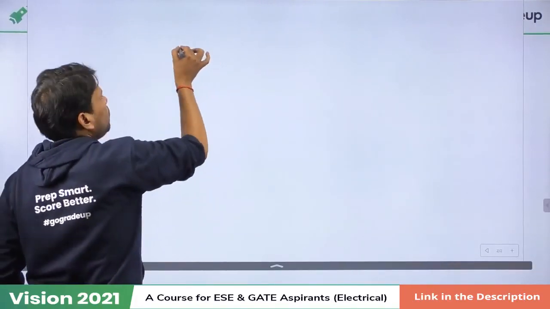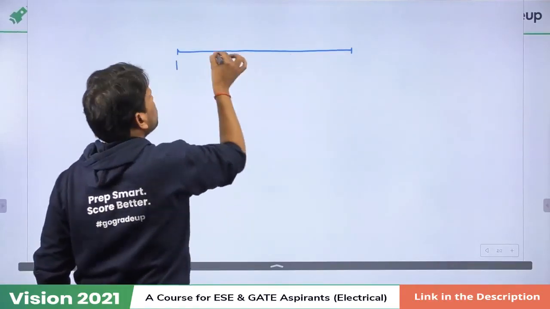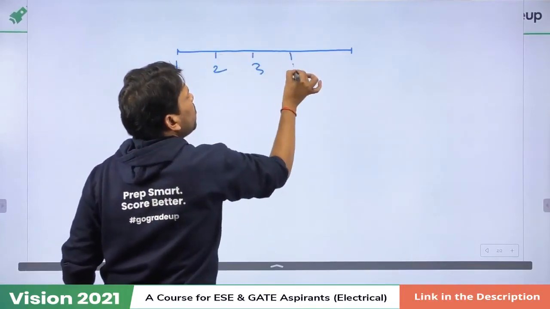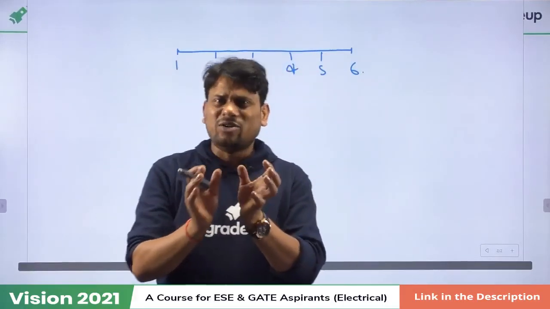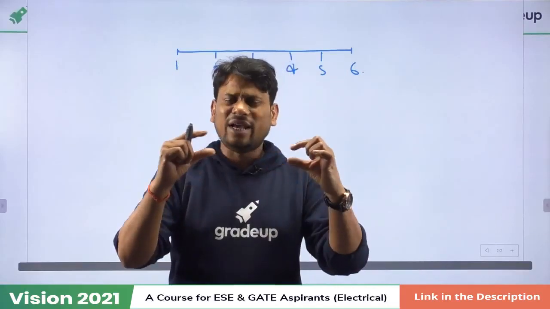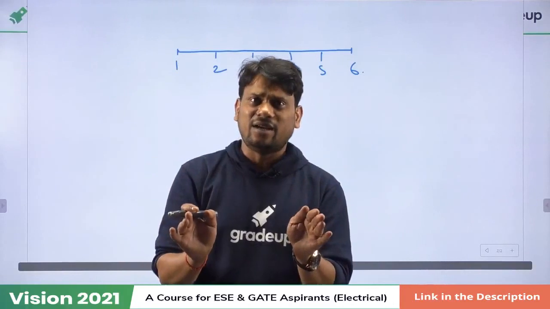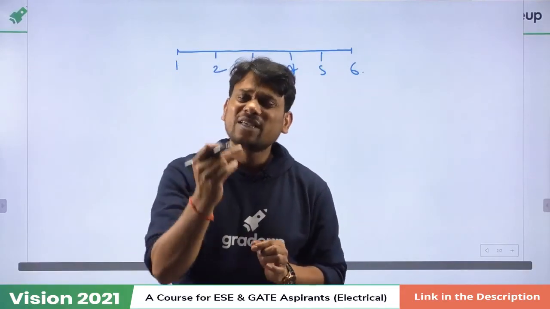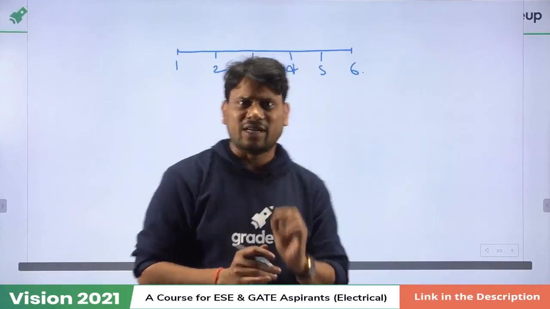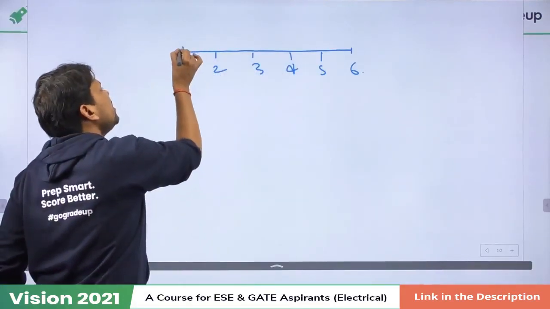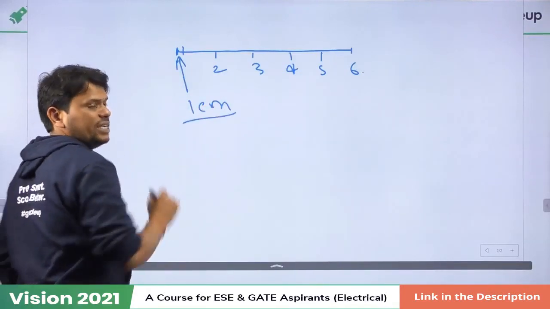Suppose, dear friend, we have one scale, a 6-inch scale. So these are 1, 2, 3, 4, 5 and 6 inches. Now try to understand, when we measure anything by a scale, we can measure maximum in terms of centimeter. Listen to me carefully. In terms of centimeter. So the minimum reading that scale can read, in general, I'm going to say 1 centimeter.